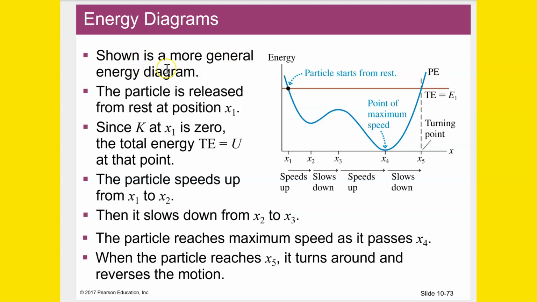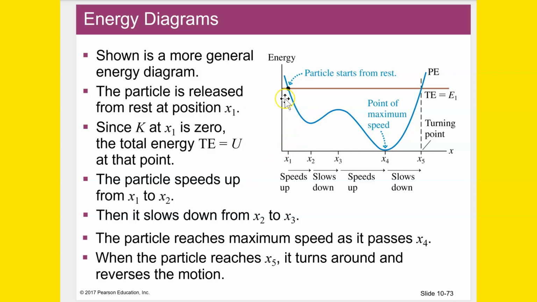Shown is a more general energy diagram. The particle is released from rest at position x1. So that's when potential energy in this diagram is at its maximum. Since K at x1 is 0, the total energy is equal to all the potential energy at that moment. The particle speeds up from x1 to x2. All right, when it gets to x2, then it slows down.